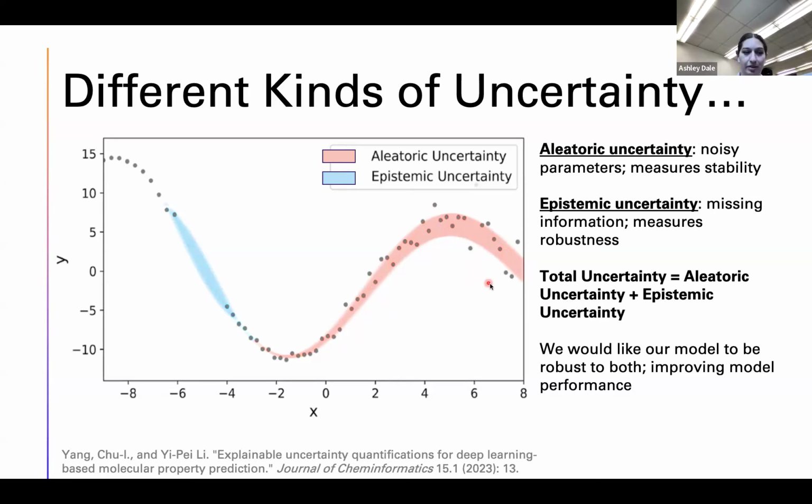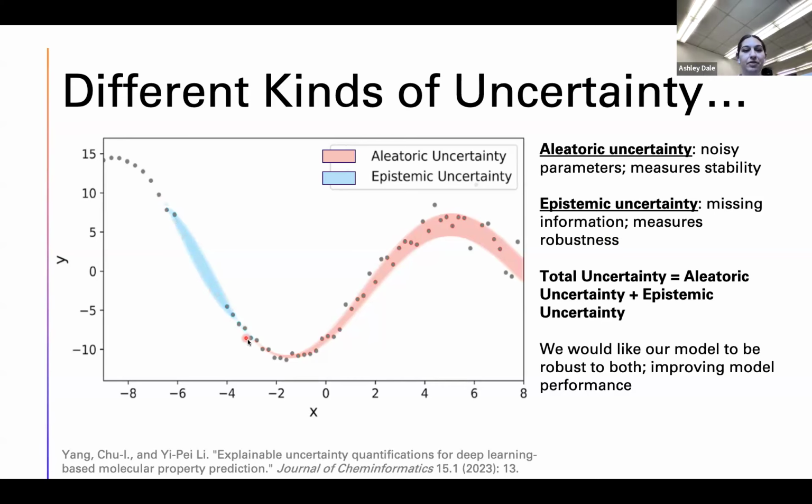So the total uncertainty is going to be the sum of the aleatoric uncertainty with the epistemic uncertainty. We want our model to perform well with both kinds, but we can really only fix one of them, right? We can't necessarily denoise our data all the time, although I'm sure there are cases you can. We don't want to assume that we have that case. The epistemic uncertainty, though, we know we can fix by adding more information.